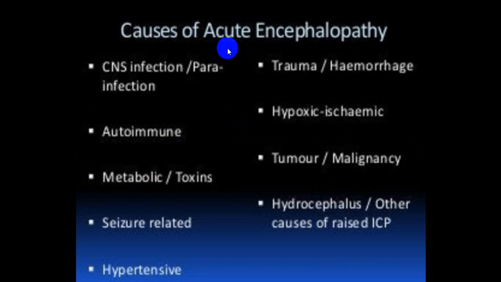You can also use the words acute and chronic. Among acute: CNS infection, trauma, hypoxic ischemic, autoimmune, metabolic disorders, seizure related, hypertensive complications, raised intracranial pressure. They are usually acute, but tumor and malignancy, a good number of times it is chronic.